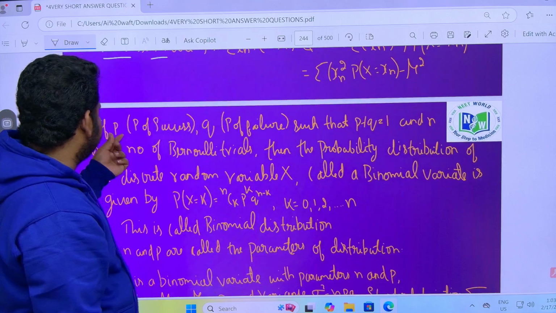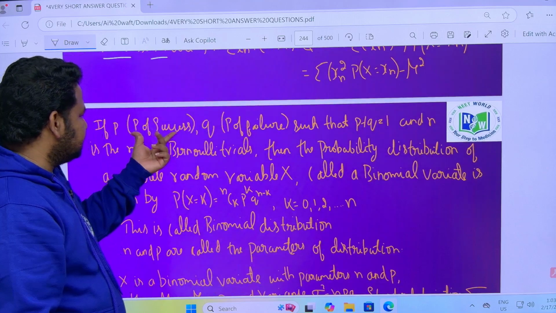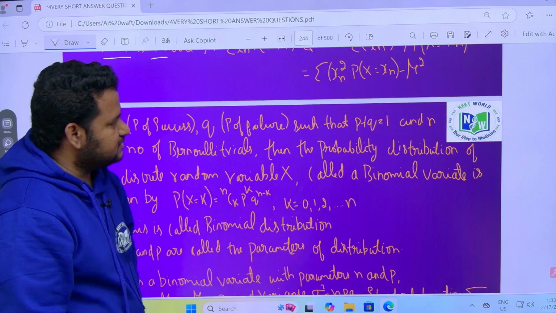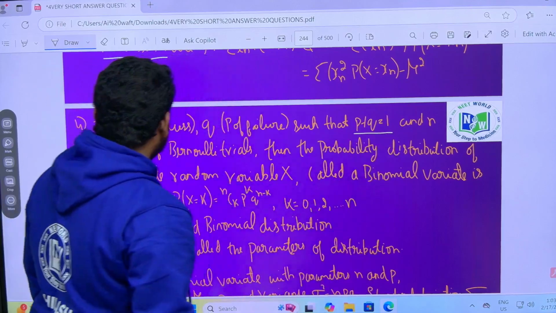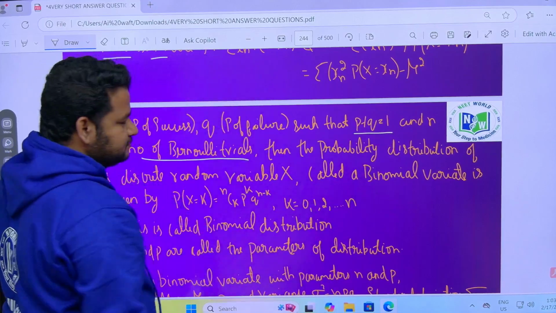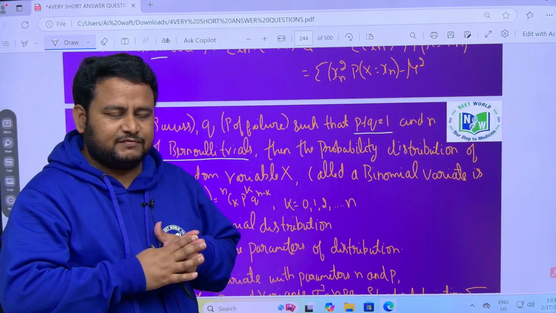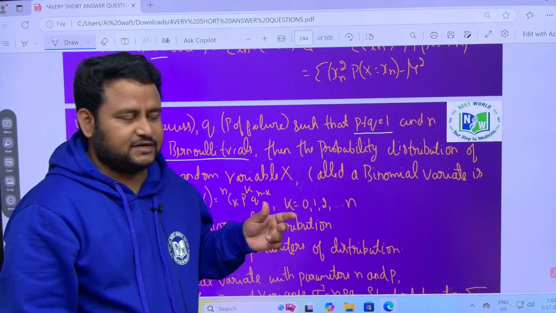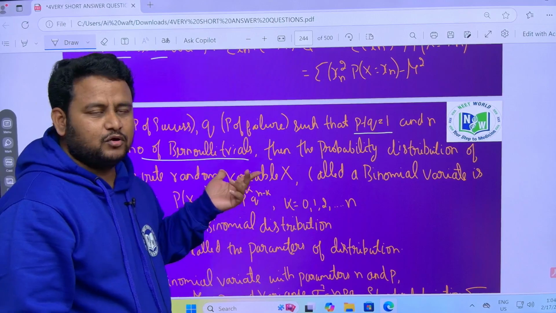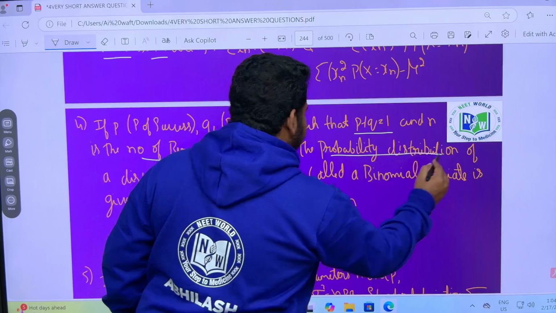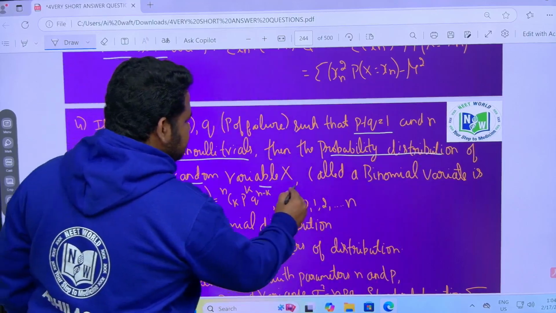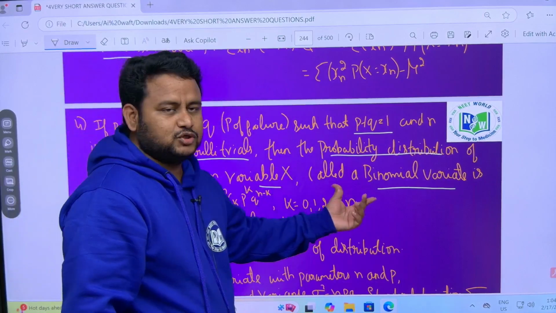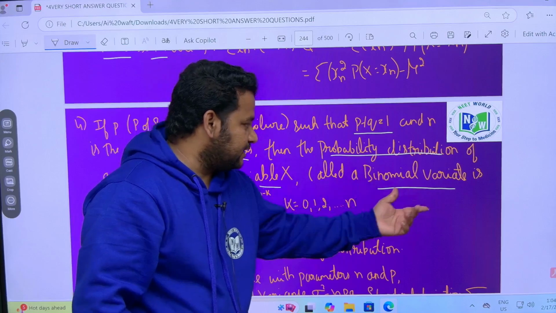If p represents the probability of success and q represents the probability of failure, such that p plus q is equal to 1, and n is the number of Bernoulli's trials. In this chapter we will be learning two types of variates: one is the binomial variate, and the other is Poisson's variate. Now we are talking about the binomial variate. The probability distribution of that discrete random variable X is called a binomial variate.